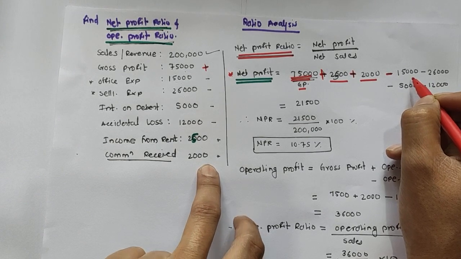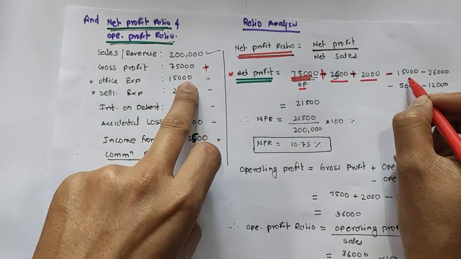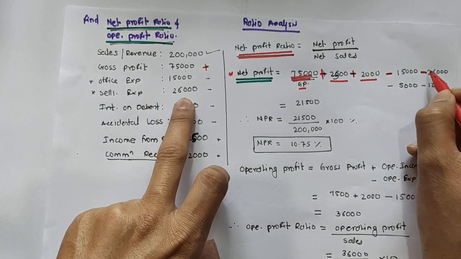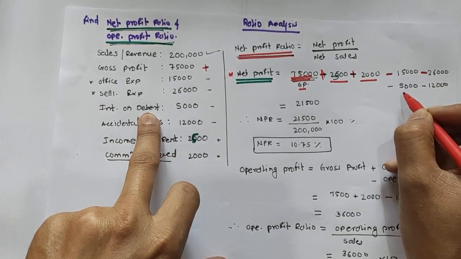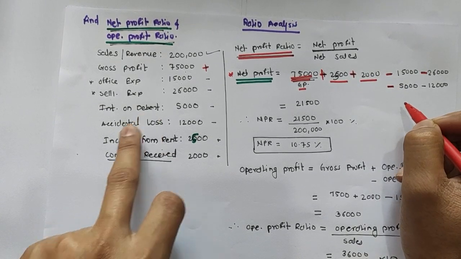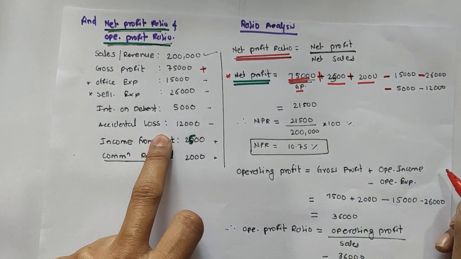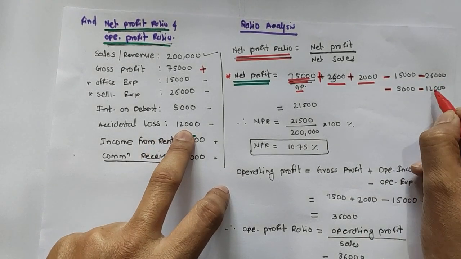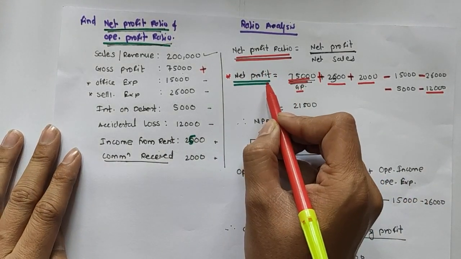Now see, minus 15,000. What is minus 15,000? Because it is office expenses, so subtract it. Then selling expenses, it is an expense, so subtract it. Interest on debt, you have paid the interest, that's why subtract it. Then accidental loss, it is a loss, that means you have to bear the expenses for that, right? So subtract it. So friends, in this fashion the net profit is calculated.